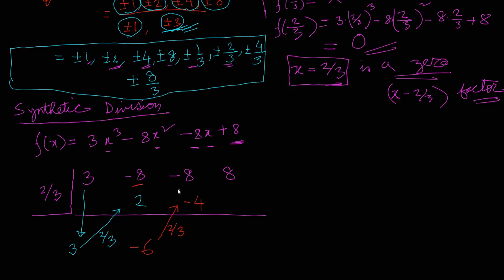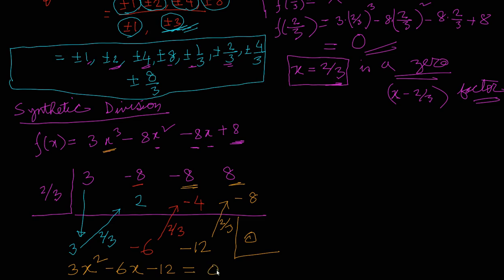Now -8 and -4 become -12. Then let's multiply -12 by 2/3, which becomes -8. And -8 and +8 become 0. So, of course, my remainder is 0. And let's see the quotient. The highest power of my original polynomial is x cubed, so the highest power of my quotient is going to be x squared, and that coefficient is 3, and then the next coefficient is -6x, and -12 is going to be my constant term.